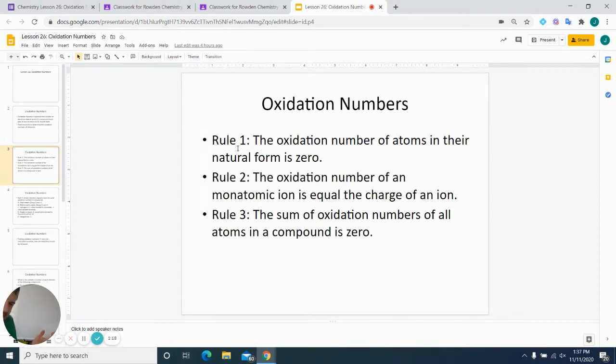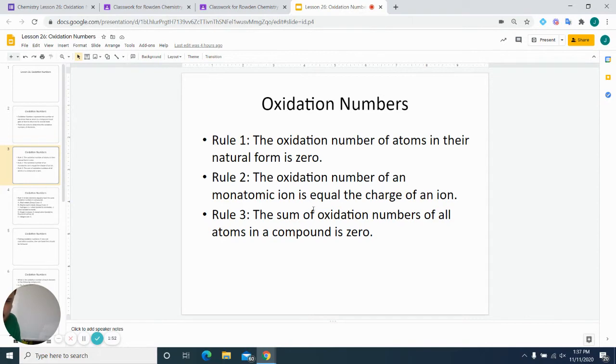What that means is, if you just have some random element by itself, so you have just plain carbon, its oxidation number is 0. Right? You have plain argon, oxidation number is 0. So if you have a plain element by itself, oxidation number is 0. If the element is charged, then the oxidation number is equal to the charge. So if you have some carbon, but it's C plus 2, oxidation number is now plus 2. If it's C minus 1, oxidation number is minus 1. So if the element is by itself and charged, your oxidation number is just whatever the charge is.